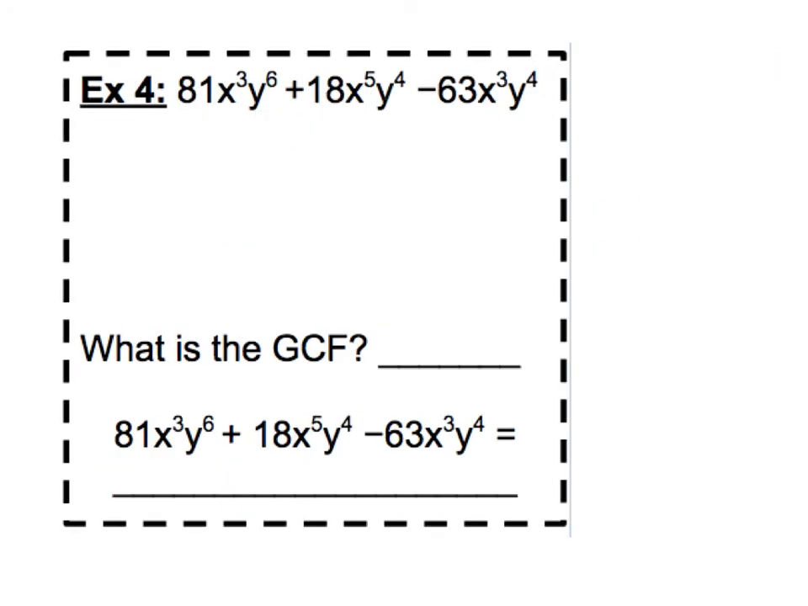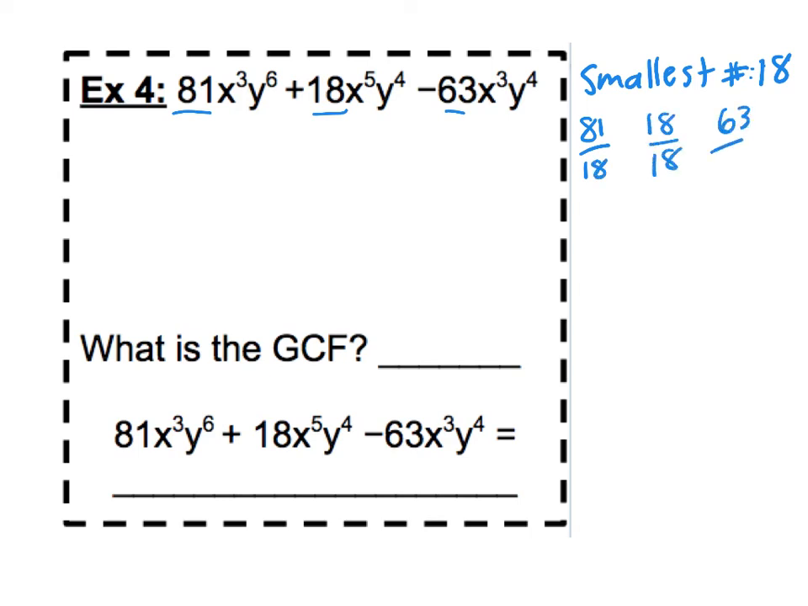All right, my last problem. Again, we're going to start by looking at our smallest number out front. So our smallest number, and in this case, we have 81, we have 18, and we have 63. So we're going to look at 18. I want to see if I can do 81 divided by 18, if I can do 18 divided by 18, and if I can do 63 divided by 18.